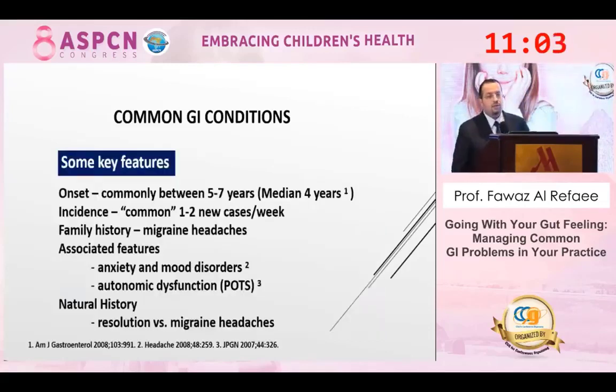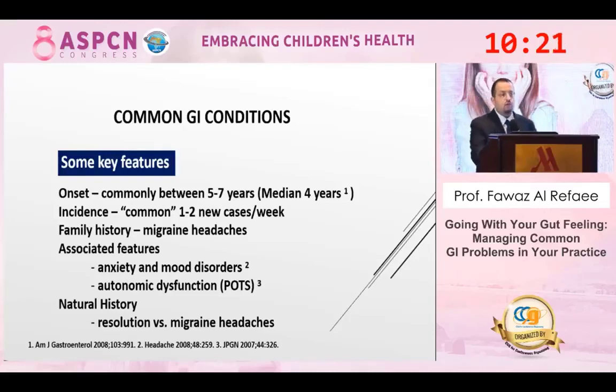So these are some key features about cyclic vomiting syndrome, usually happening between the age of 5 and 7. This is very common and everywhere worldwide. There are reports of about 1 to 2 cases per week, with family history positive in 60% of cases. Associated features are usually anxiety, mood disorder, autonomic dysfunction. If you see 1 or 2 cases like this, they are very classical. These children look pale, tachycardic, they have sweating, they don't like any sound, they don't like any light. So it's like a picture of meningitis, except they don't have neck rigidity or meningeal irritation signs. They are really miserable when they have these attacks.